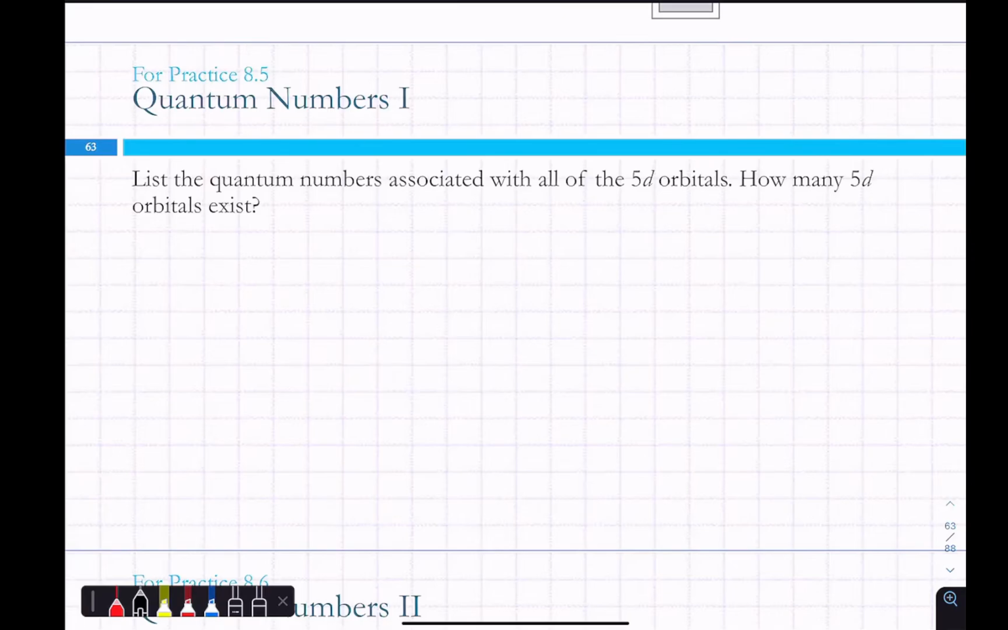I'm not super happy with the way this is worded. I think what they're asking for though is not everything up to 5D, but everything in 5D. Well, I think there's 2 questions here. So for 5D, we've got n, we've got l, we've got m sub l, and we've got m sub s. Those are the 4 quantum numbers.